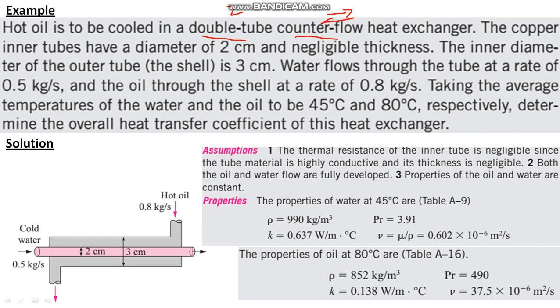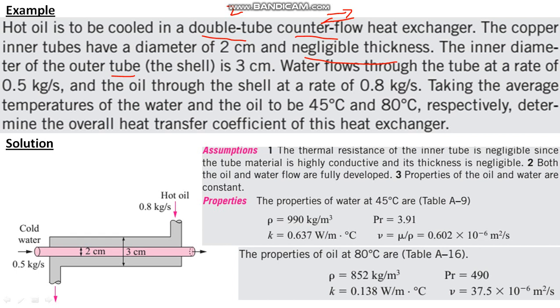The inner tube is a copper tube with a diameter of 2 centimeter, and it has negligible thickness, which means we can neglect the wall resistance. The inner diameter of the outer tube, or shell, is 3 centimeter. That means there are two tubes: one is the inner tube of inner diameter 2 centimeter, over which another tube with a diameter of 3 centimeter is there, and that is the outer tube.